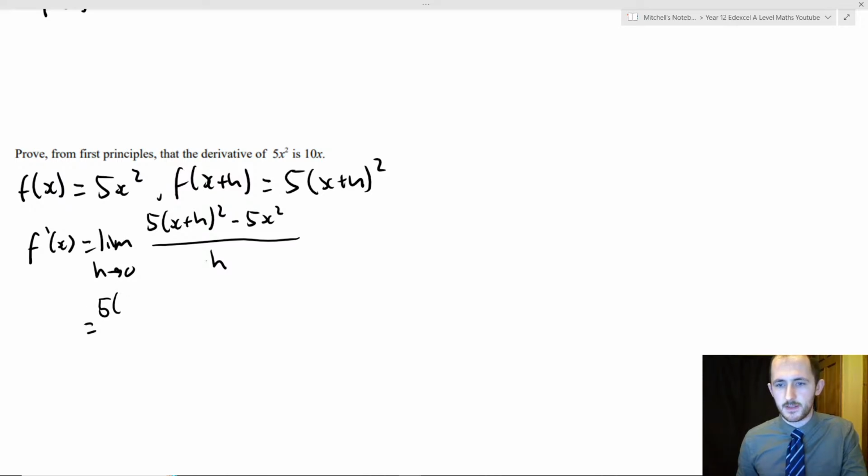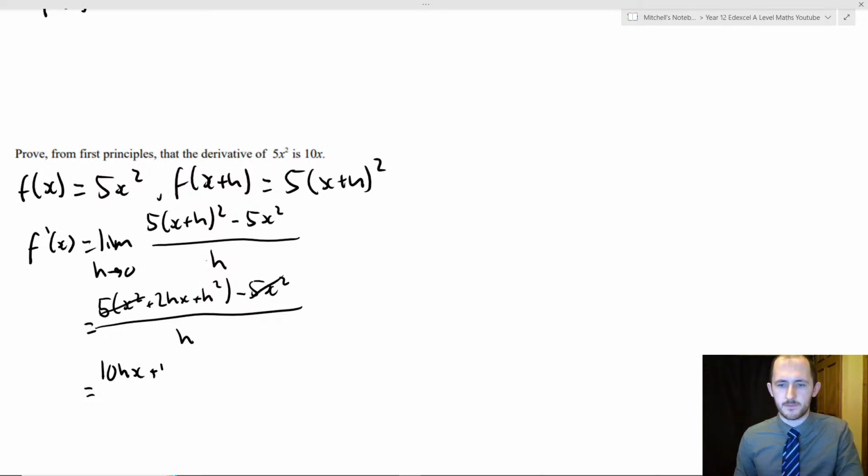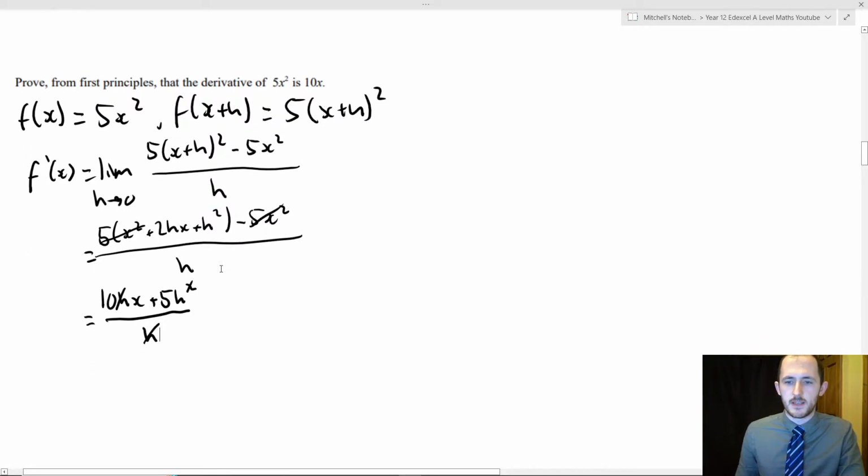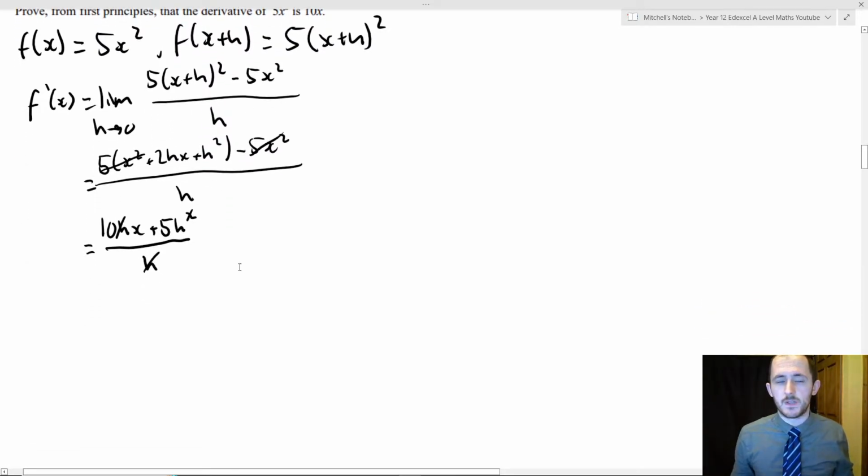So that gives me 5 times (x squared plus 2hx plus h squared) minus 5x squared, all over h. Once again, this 5x squared is going to cancel with this 5x squared, so we're just left with 5 times 2hx, which is 10hx, plus 5h squared over h, which means we can cancel out h from everything. And you should find that in almost all cases, the h is going to cancel, which should hopefully make sense, because what would happen if this h on the bottom doesn't cancel?